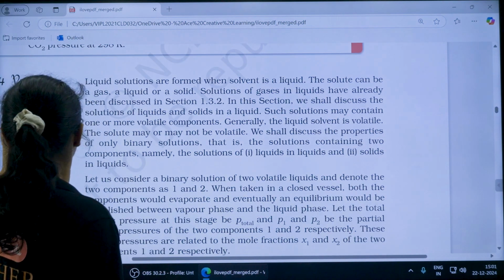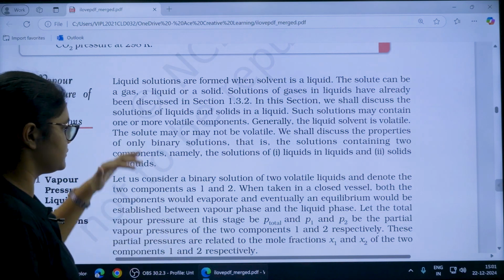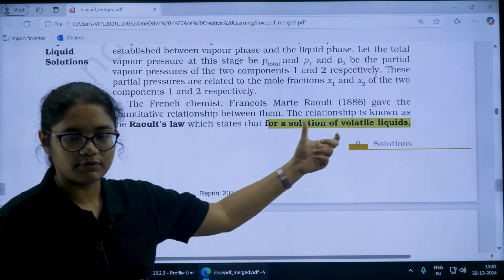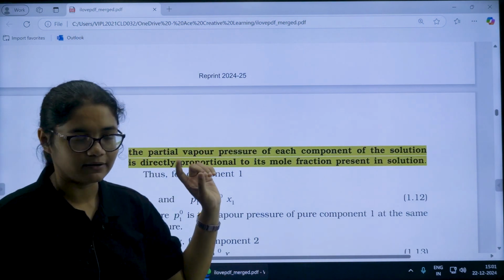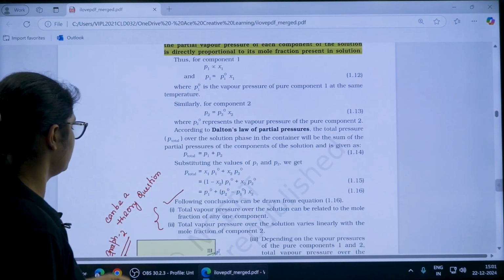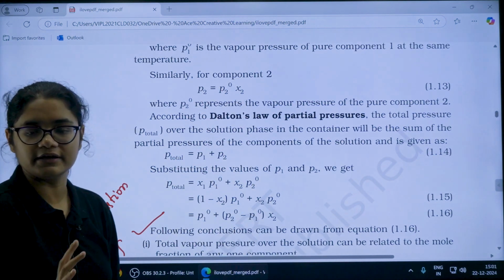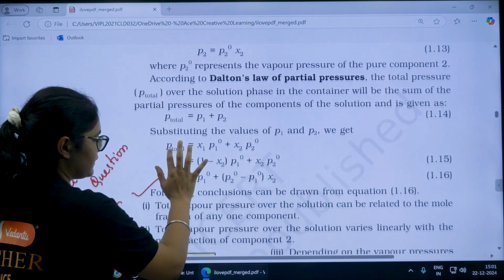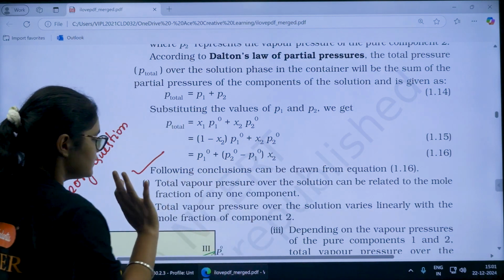Here we have now come to the vapor pressure of liquid solutions. So here you can skip everything and directly go to Raoult's law. What does Raoult's law say here? Underline this one and remember the statement. After this, you should know this derivation. This derivation of Raoult's law is very important. Derivation you should prepare. After this you have one point here, that the following conclusions can be drawn from this equation. So there are three conclusions.